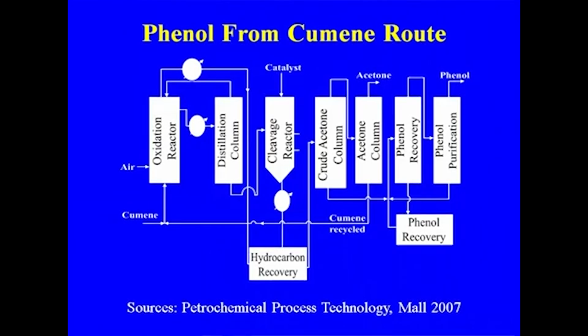And this is phenol from the cumene process. The cumene will go to the oxidation tower, the distillation tower, then the cleavage reactor, where you add the catalyst, then the crude acetone column, then the acetone column where the separation of acetone takes place. From the crude acetone, the bottom product will go to the phenol purification section where the phenol is finally obtained. The bottom here will again join the phenol recovery section, then final distillation will separate the phenol.